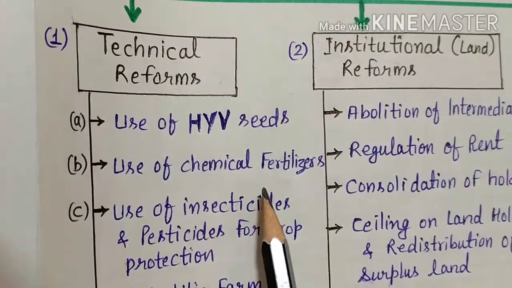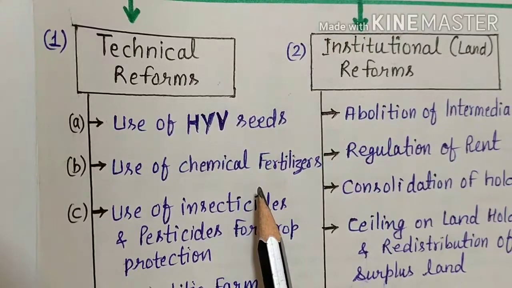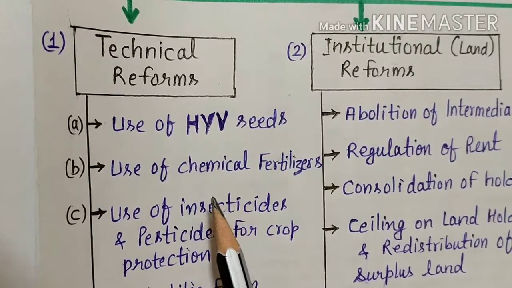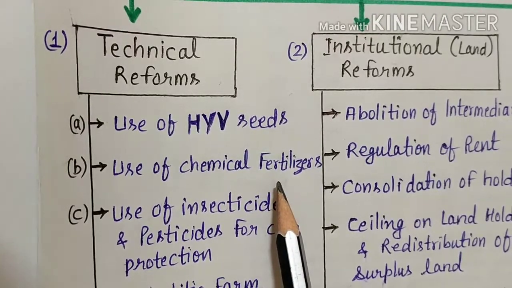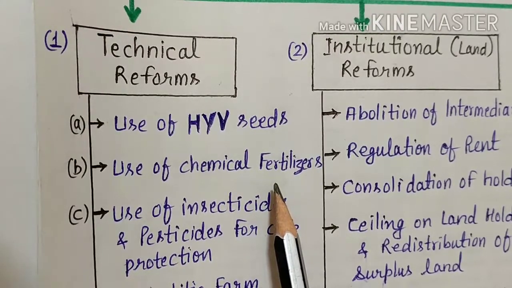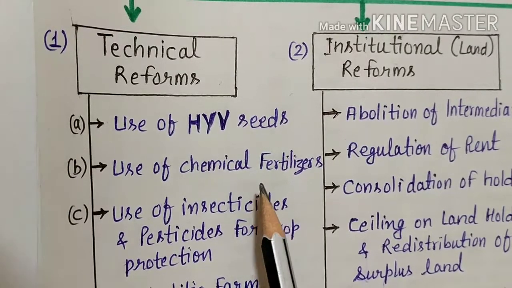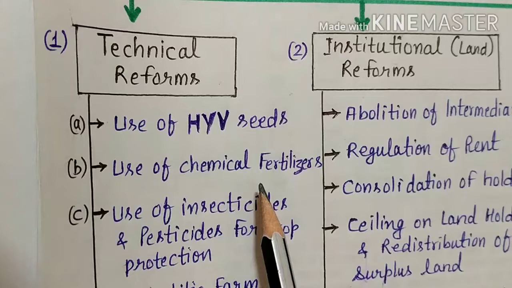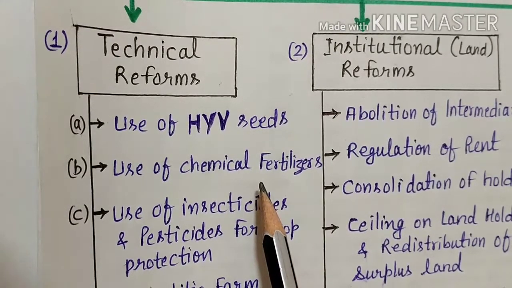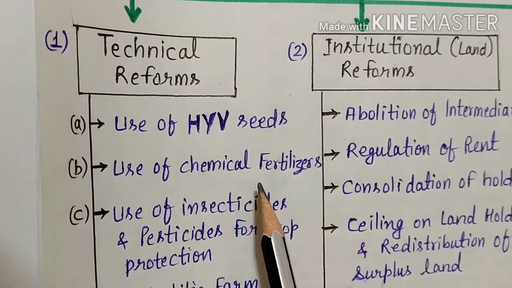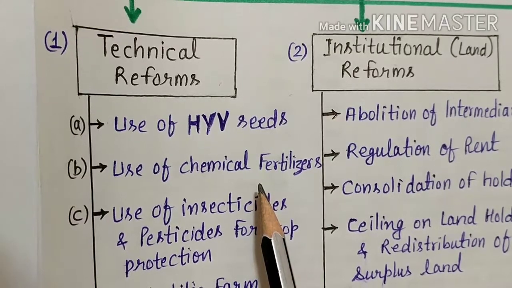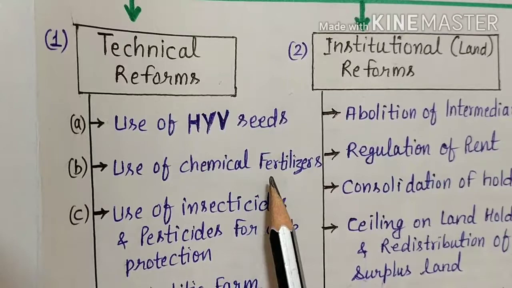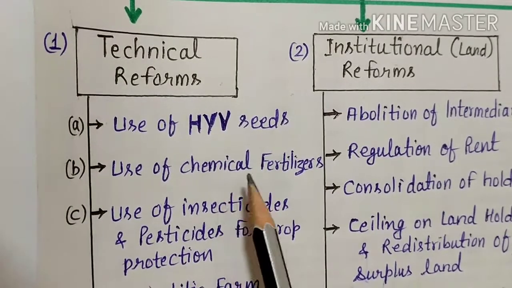Then comes the use of chemical fertilizers. Chemical fertilizers are being increasingly used to enhance productivity. On the same size of land, you can produce more crops. How? By using chemical fertilizers. The use of chemical fertilizers increased over time. If we talk about the year 2017-18, nearly 265.9 lakh tons of chemical fertilizers were used. So we can say it comes under technical reforms only.